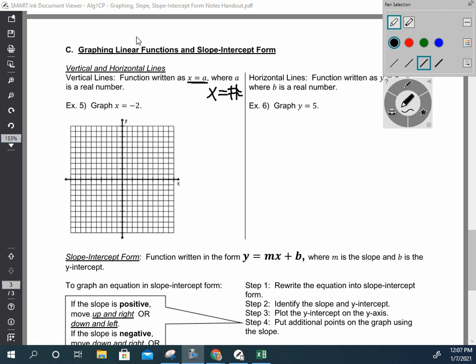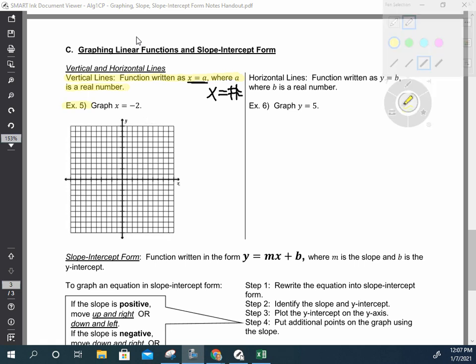So when I check your notes, I should see the definition for a vertical line and this example. And sure enough, if you don't do the graph, you get a 0 for not doing your notes.